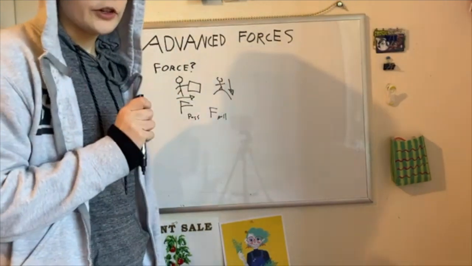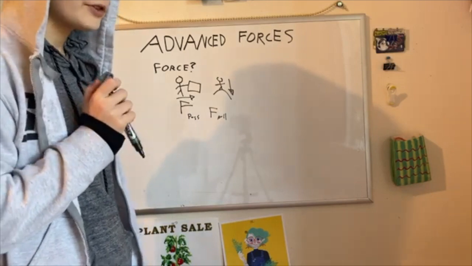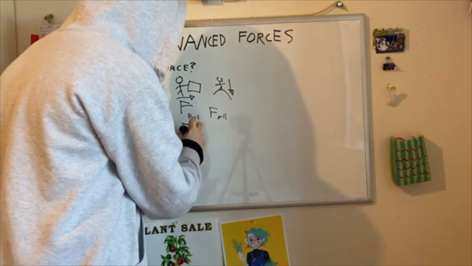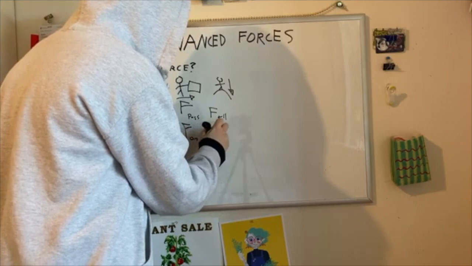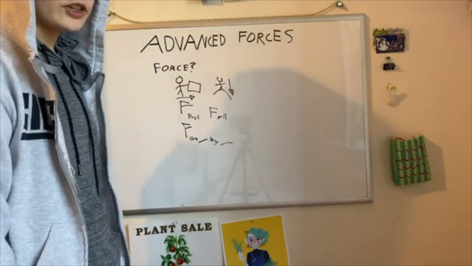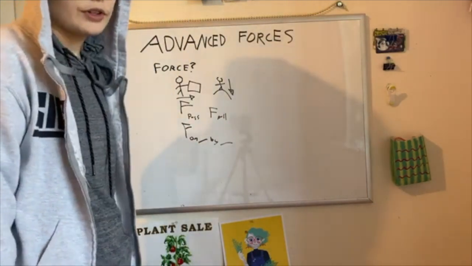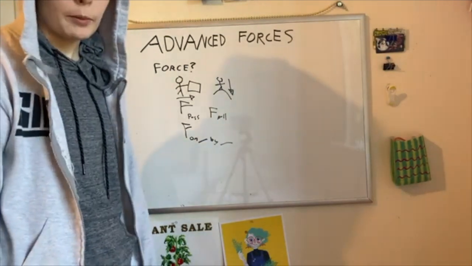If you can't tell if there should be a force, or if you feel like you're missing a force, you should use the trick: F on blank by blank. You have to think of the object that's being acted on, and then the object that's exerting the force. If you can't think of the objects, the force probably doesn't exist.